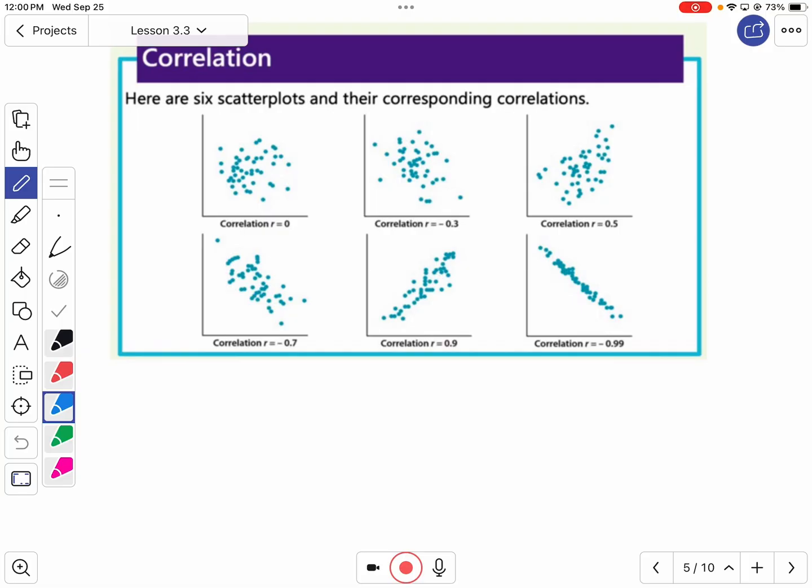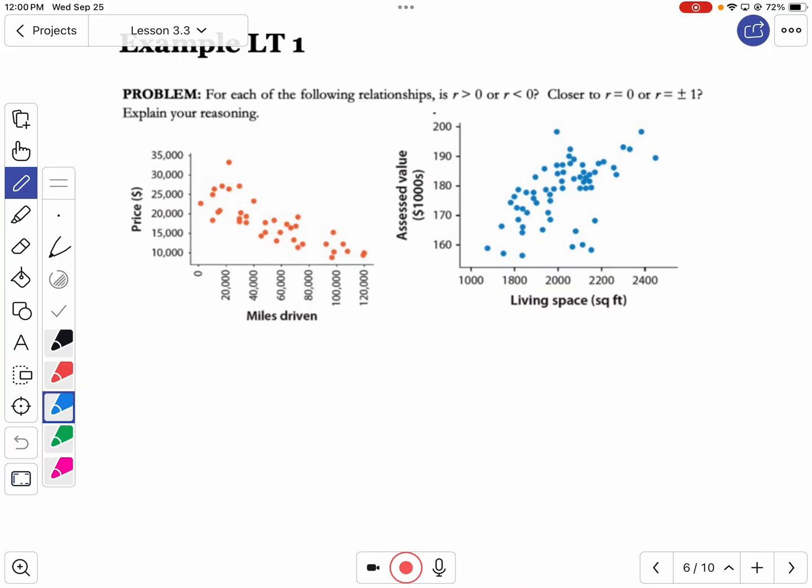The second one is a negative 0.3. So it's weak, but it does still appear to be negative. Here at 0.5, it's positive. You can tell it's meant to be linear, so we call it moderate. This one, negative 0.7. Notice how the data's getting closer together. It's negative, it's going down, so it's a little bit stronger. At 0.9, that's strong, and it's positive. And then here at negative 0.99, it almost looks like a perfect line. So just seeing the difference, I wanted you to have some references to look at when you're looking at the numbers.